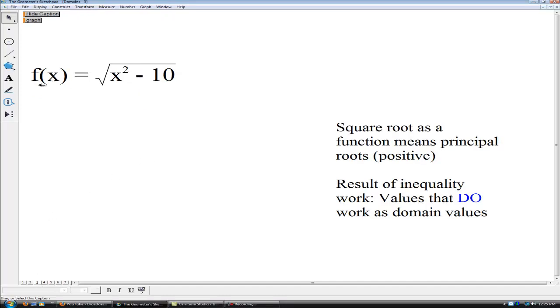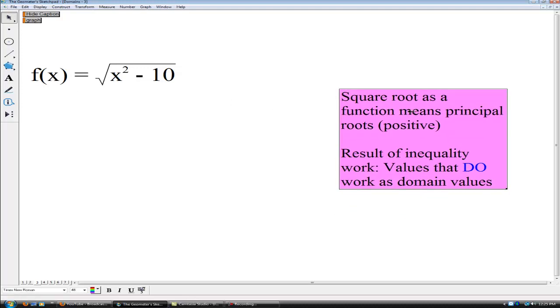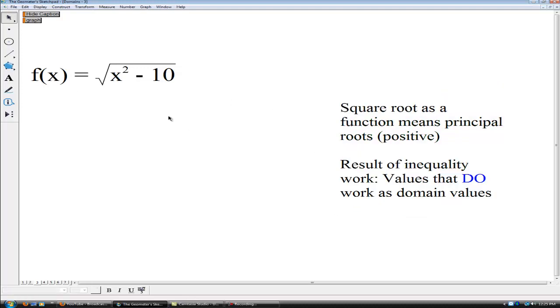Starting with this one, we have a function notation over here which implies that this side is a function. And remember that when we're talking about a square root as a function, we are talking about the principal roots. Later on, when we start using algebra to solve inequalities, when we take square roots of both sides, we will do a plus or minus. That's in the process of the algebra. But in function notation, this means principal roots only.